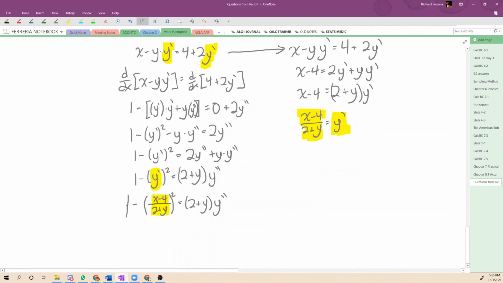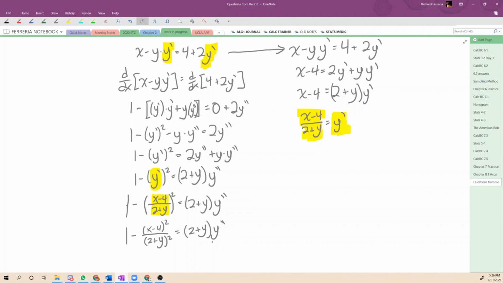Back to the main problem, this substitutes into 1 minus the quantity of x minus 4 squared over 2 plus y, equals 2 plus y multiplied by y double prime. And it'll be easier for me if I think of that second part of the left side as x minus 4 squared over 2 plus y squared.